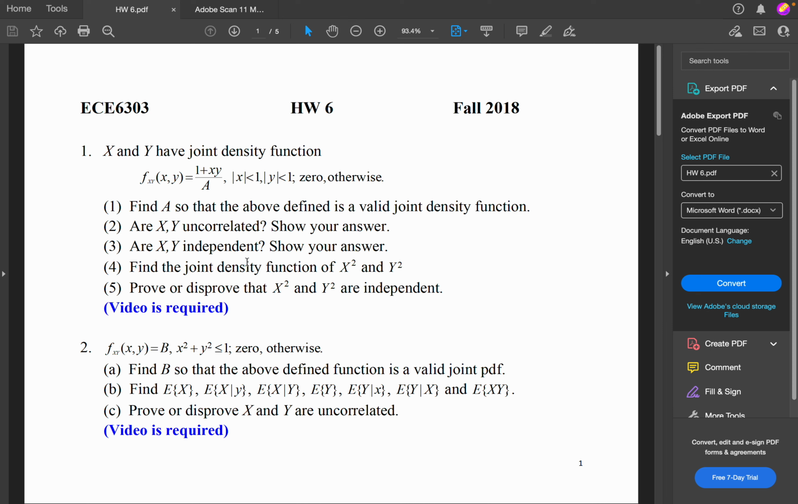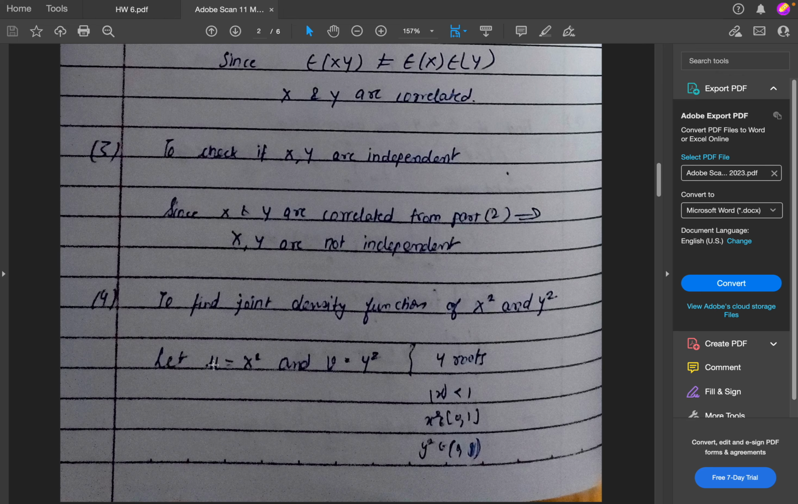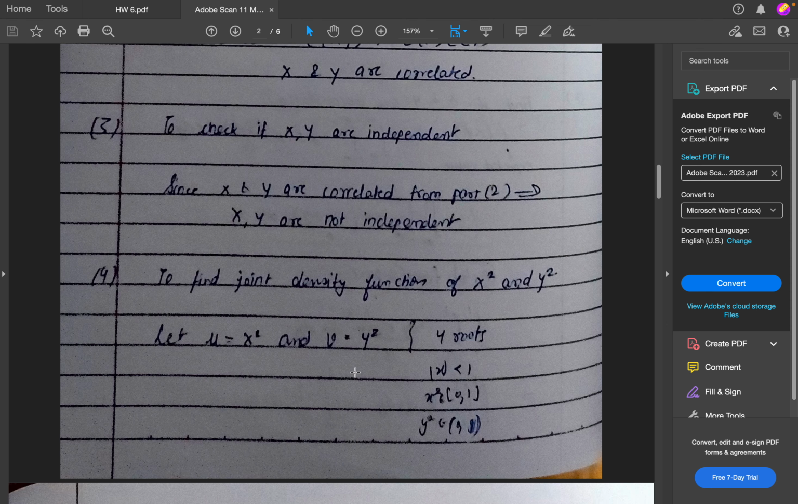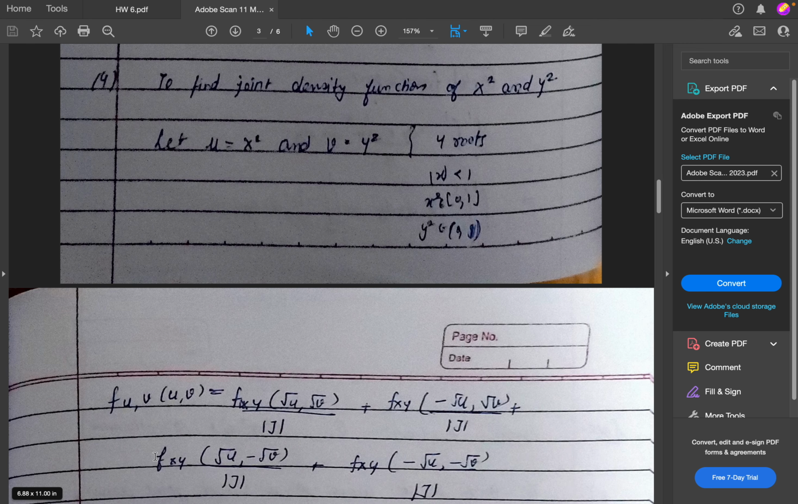Now for the fourth part, we need to find the joint density function of x squared and y squared. In order to do that, we'll take u equals x squared, v equals y squared. These will have 4 roots. Now to find f(u,v), we will take all the four roots, so that will be equal to f(x,y) for root u, root v, and similarly we'll substitute all the four roots, and in the denominator we'll have the Jacobian determinant.